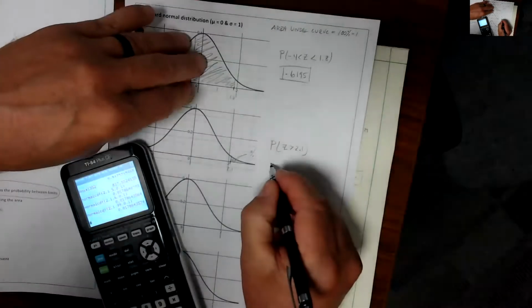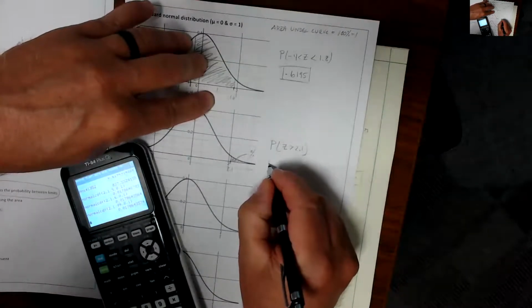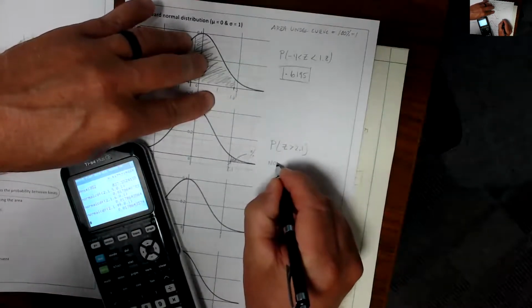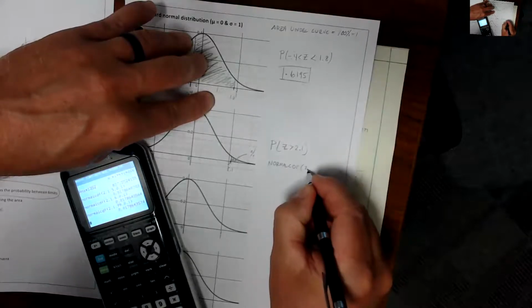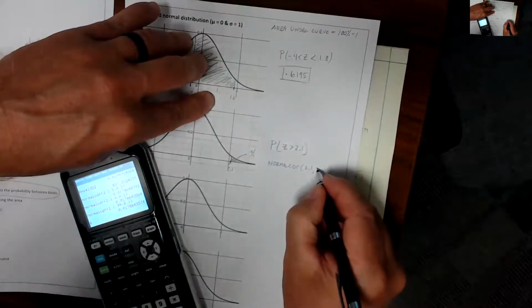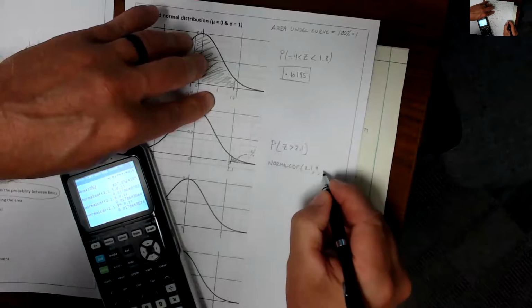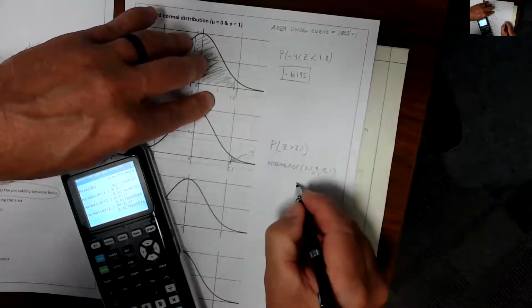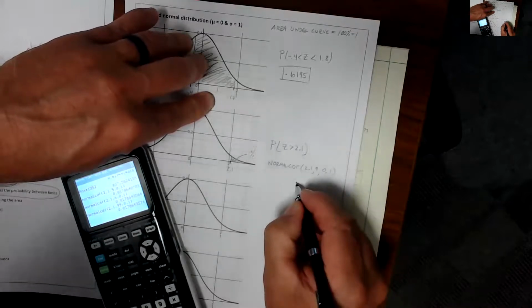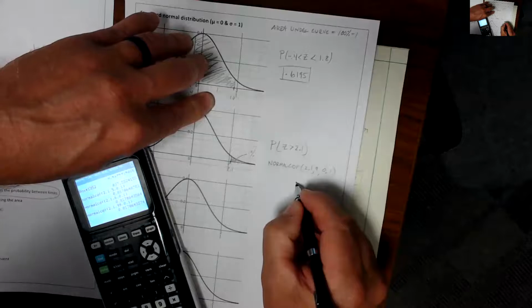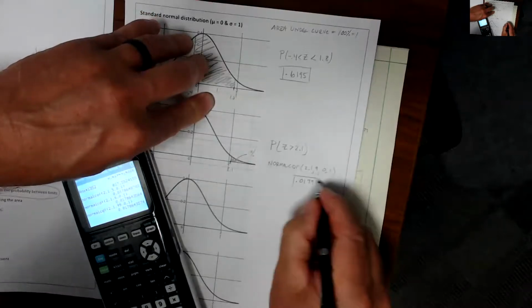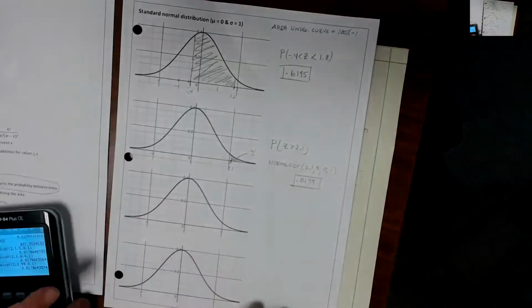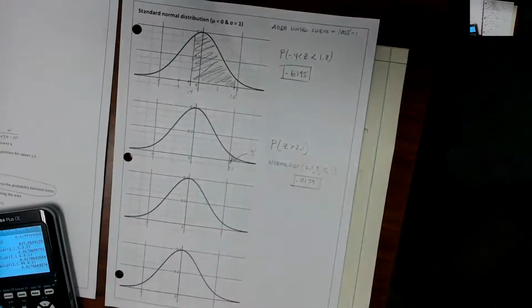So I typed, just to have this in the notes, normal CDF. I put in 2.1 for my lower limit. I put in whatever 9 for my upper limit, 0 and 1, and I got 0.0179. If I rounded correctly to 4 decimal places, I got roughly 2%.